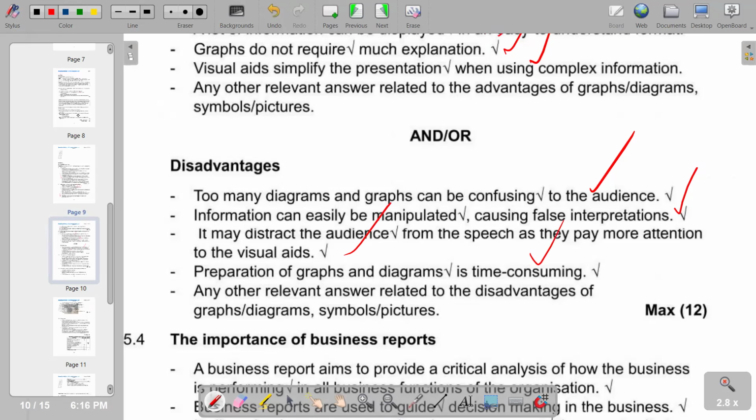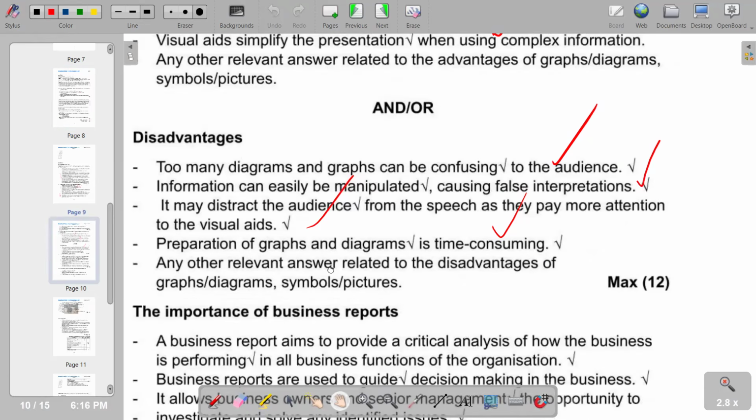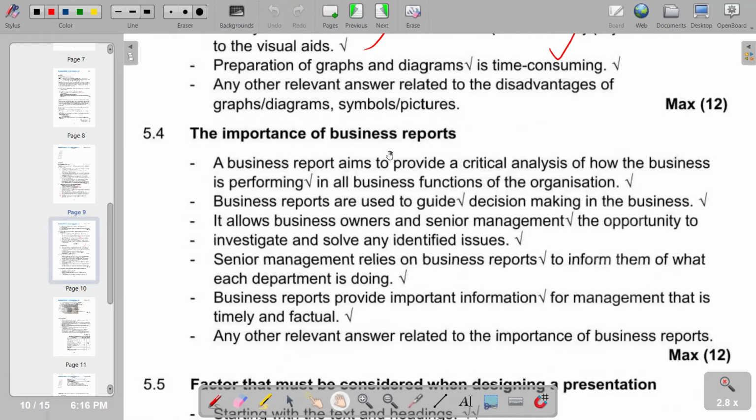Then we move on to the next part, whereby it reads: discuss the importance of business reports. So for the importance of business reports, we have them also listed in our answer section, saying the business report aims to provide a critical analysis of how the business is performing in all business functions of the organization. And then business reports are also used to guide decision making in the business, and they allow business owners and senior management the opportunity to investigate and solve any identified issues. So these are the points that we have in terms of the importance of business reports.